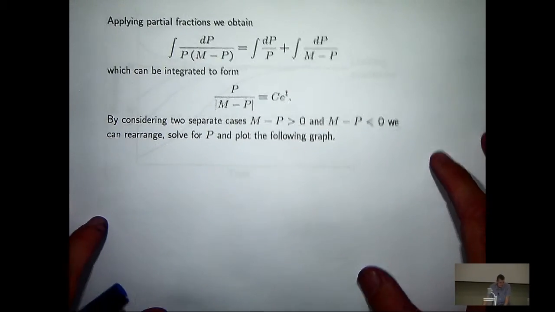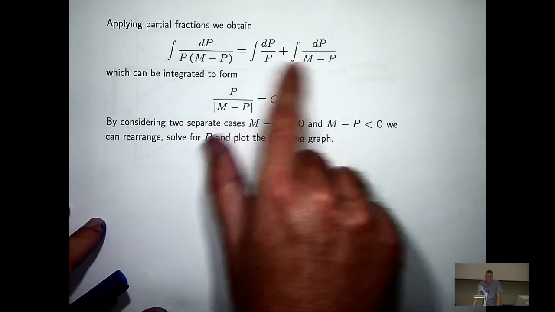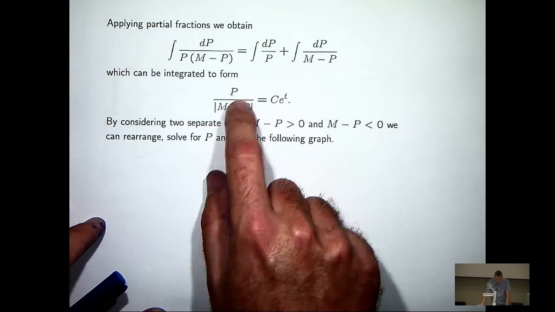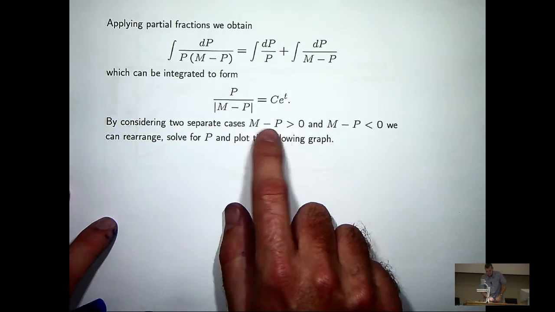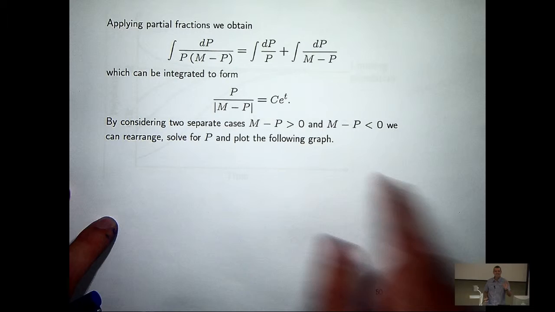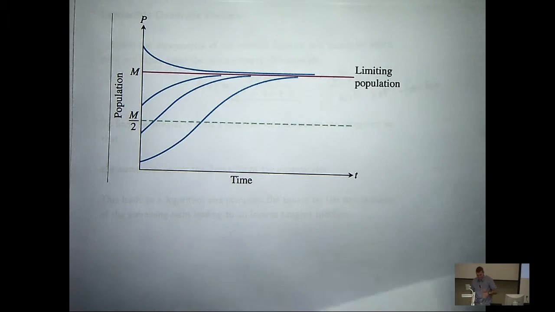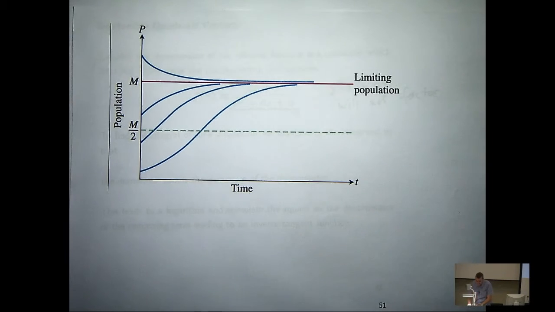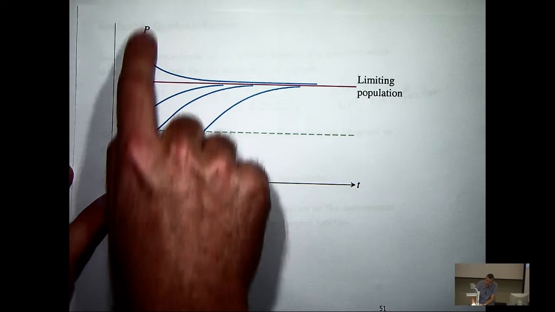So how do you do it? Well, you can split up the integral into 2 subintegrals and then integrate. If you consider 2 separate cases, then the solution looks a little bit like this. So think of this as time and this as population.